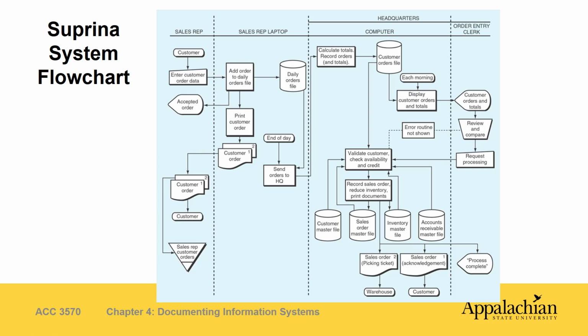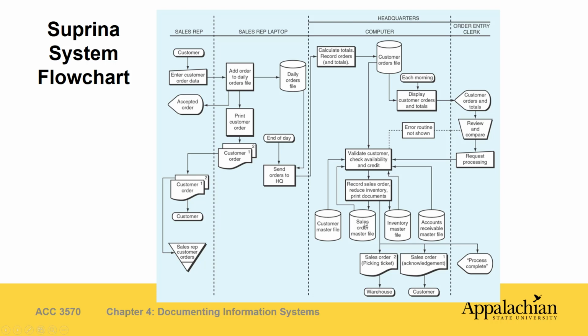And go to not the top level, but to a lower level systems flowchart to see what the error routine is. And then here you've got validate customer, check availability and credit. If all that is okay, then it processes. Customer master file is brought in, sales order master file is brought in. You can see customer master file stays the same in this process, so it's only being pulled here.